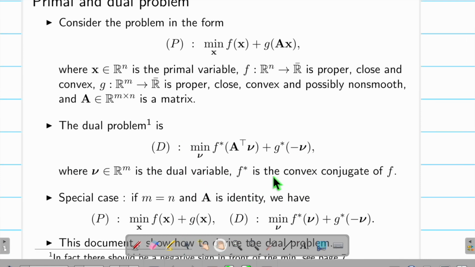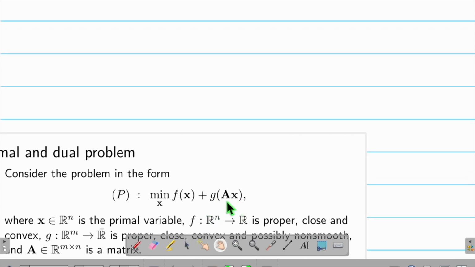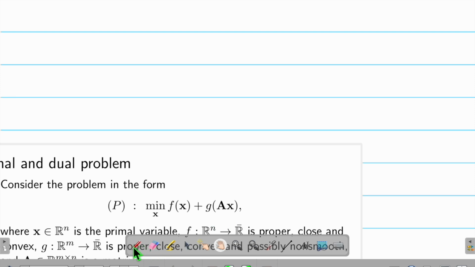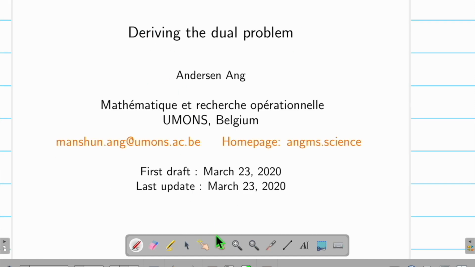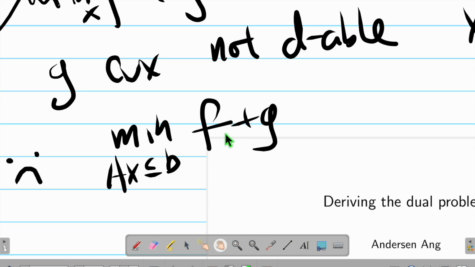So this is the first example. We have this. Okay, you may wonder, what the heck is this? This can be written in this form: min f of x plus g. Now I said g of something, not Ax. But then I also add a thing, right? I call it g of y, and then y is Ax. Then now I have something exactly in this form.